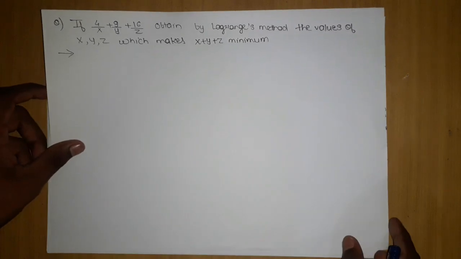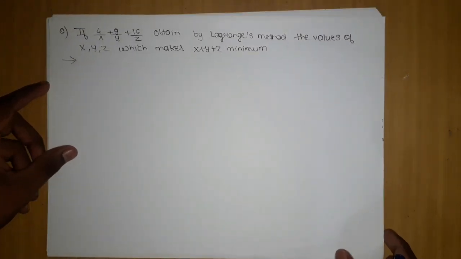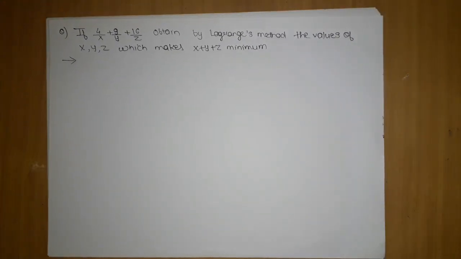Now let's consider the first question in this session, which we are going to solve. The question says, if 4 by x plus 9 by y plus 16 by z is obtained by the Lagrange method, find the values of x, y, z which make x plus y plus z minimum. So here they have directly told that x plus y plus z is minimum, so it indirectly means that our f of x, y, z is x plus y plus z. Now phi x, y, z is what?